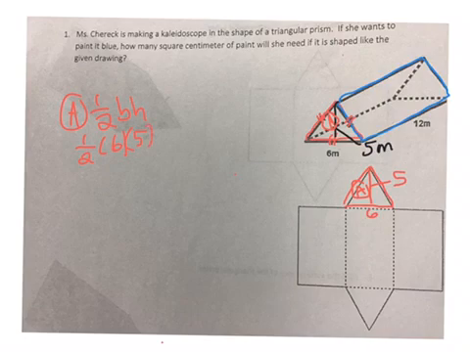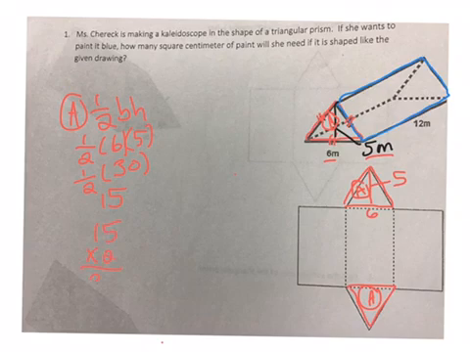So now my base is 6 and my height is 5. So that's where I got those from. So 6 times 5 is 30. So I'm going to do a half times 30. Half of 30 is 15. Now I have two triangles. Both of these triangles are triangle A, and they are congruent. So I have to take that 15 and multiply it by 2 to get 30.